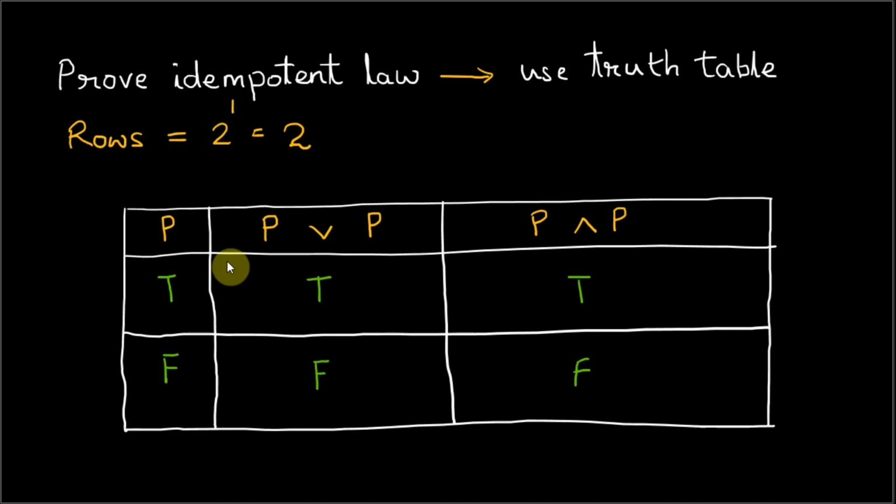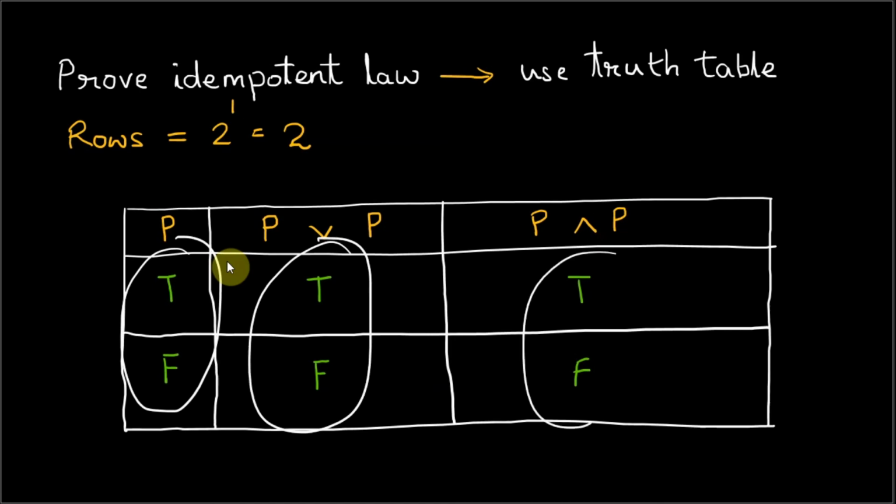All the columns are the same, and this tells us that the equivalence, the idempotent law, is valid. Note that the behavior of disjunction and conjunction is the same when the truth value of the variable is the same.